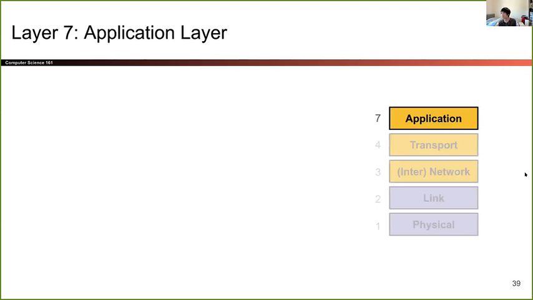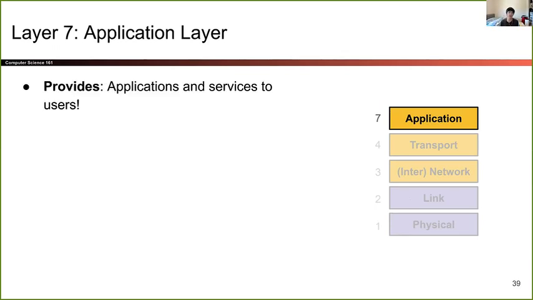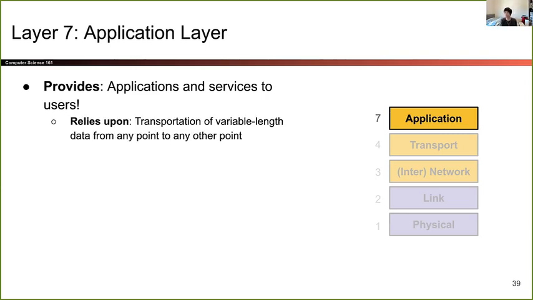Finally, we have the application layer. This is probably the layer that you're most familiar with, even if you don't know it. So layer 7 provides applications and services to users. They are the things that we rely upon when we're using the internet. It relies upon this variable length data transport, basically sending data from anywhere to anywhere else, because most applications need to send data from one place to another.